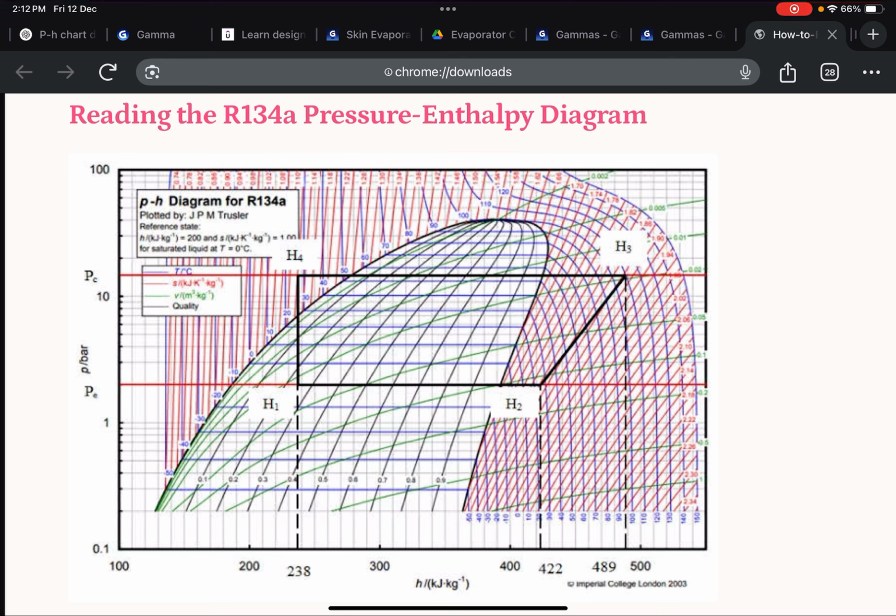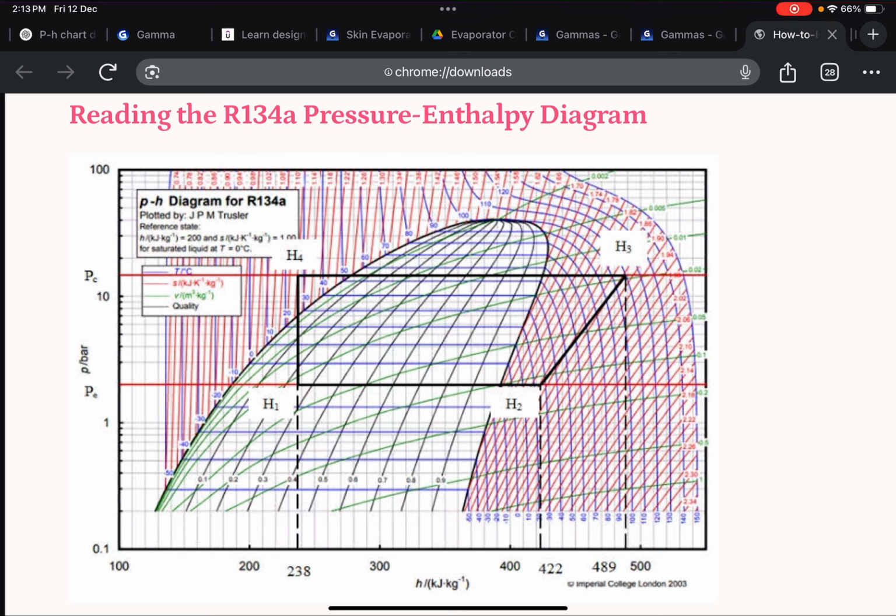Now, how do you get this value of H3? At the outset, when you want to find these values like H1, H2, H3, H4, you need to draw two horizontal lines, as you see what I have done here. There are two horizontal lines. One is called PC and the other is called PE.